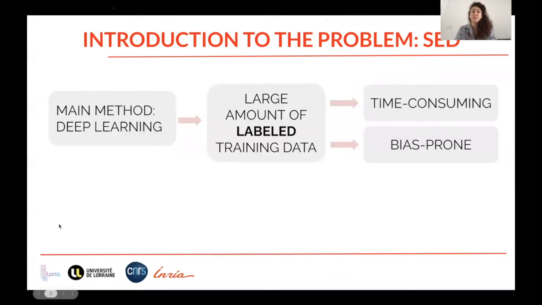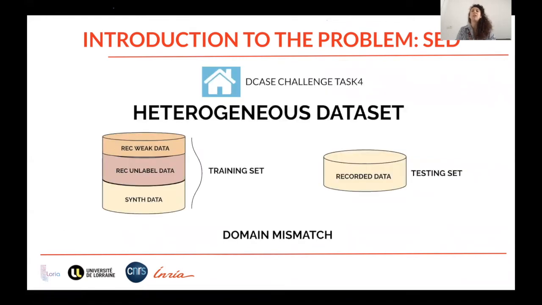The main method used to handle the task nowadays is deep learning, which requires a large amount of labeled training data, which is time consuming, but is also bias prone, due mainly to the subjectivity in the perception of onset and offset by the different annotators. So one alternative is the use of synthetic data, which can be generated starting from isolated events, and the use of heterogeneous datasets, which is also the solution proposed for the DCASE challenge task 4.